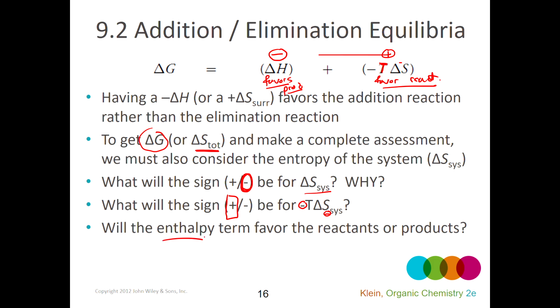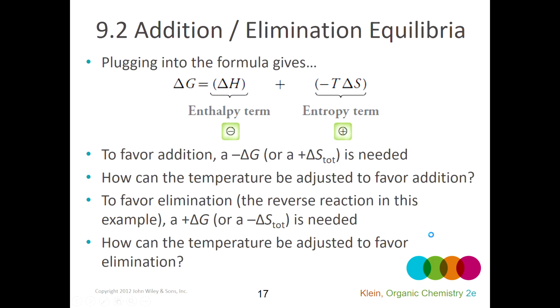So the enthalpy term favors the products. The entropy term favors the reactants. Right? So then the idea here is, since temperature is part of this term, I really can't control the signs for delta S or delta H, but I can control the temperature at which I perform the reaction. I can put it in a hot oil or water bath, or I can put it in an ice bath, and I can really perform this reaction at a variety of temperatures.